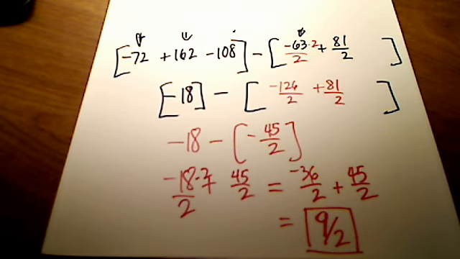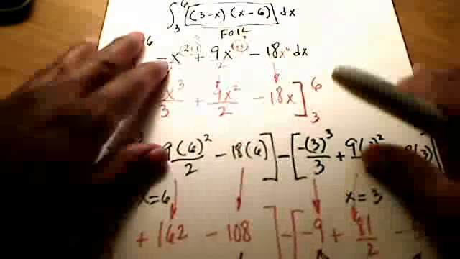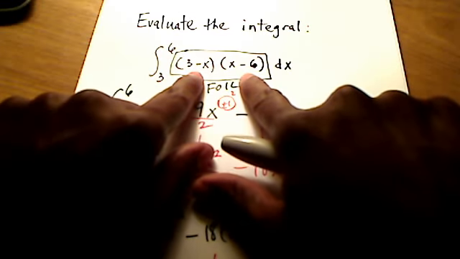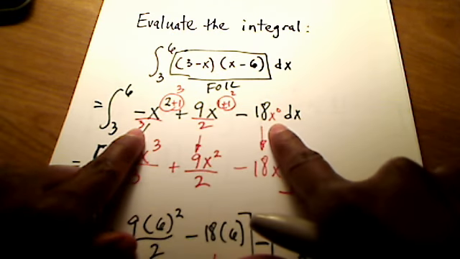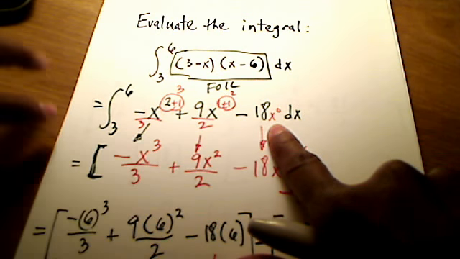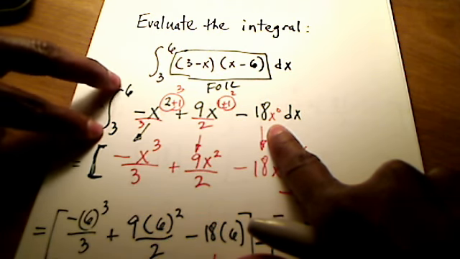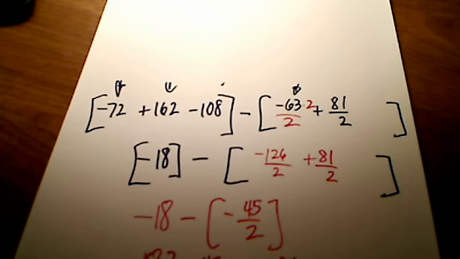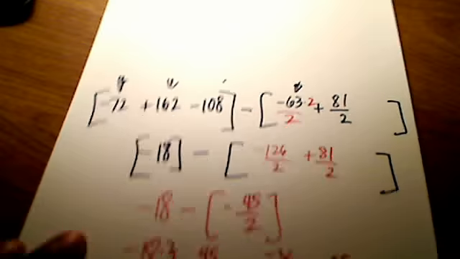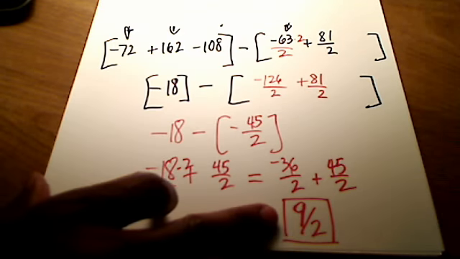9/2. Wow, so if we were to actually graph out this function, which is what we have here in green, this foiled thing here, and we were to integrate it, looking for the area under the curve between 3 and 6, we would get a total area of 9/2. All right, total area of 9/2 right there. Hope that helps.